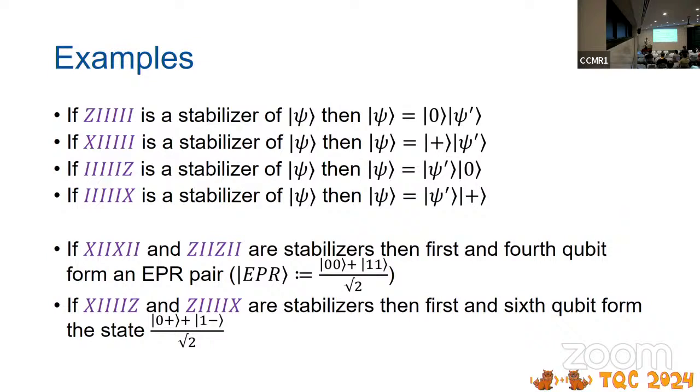This is probably hard to see if you're not familiar with stabilizer states and things like that. But this is more or less how the result of Fattal et al. that I cited way back from 2004 works. Another example would be this set of stabilizers, or this set of Pauli matrices as stabilizers, which means that the first and the sixth qubit form this maximally entangled state. So that's just to gain some intuition about how this all works.